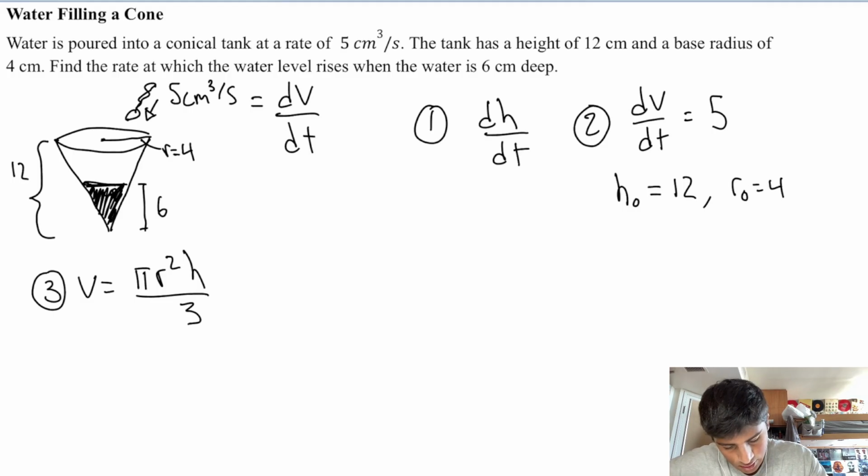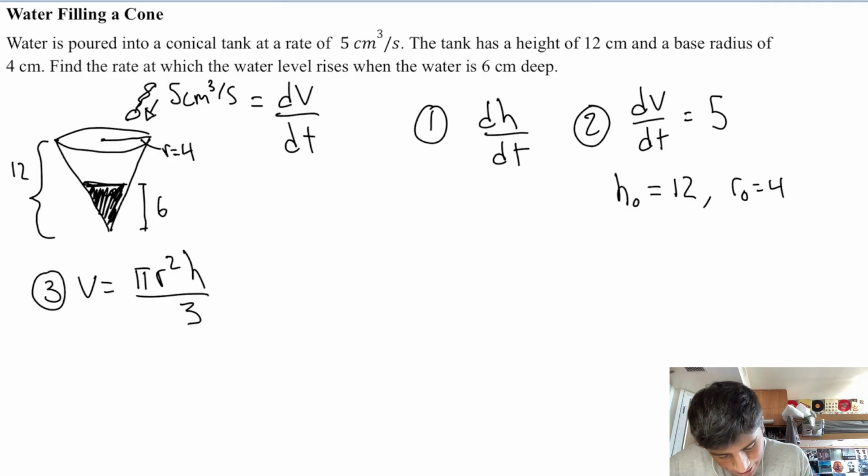Okay, so we run into some problems if we try to take the derivative of this. The reason is because we get a dr over dt on the right side. And do we know what dr over dt is? We don't. So we need to find a way to change this into something similar that we know. And we know dv over dt, and we want to know dh over dt. So we can actually turn this r into an h.